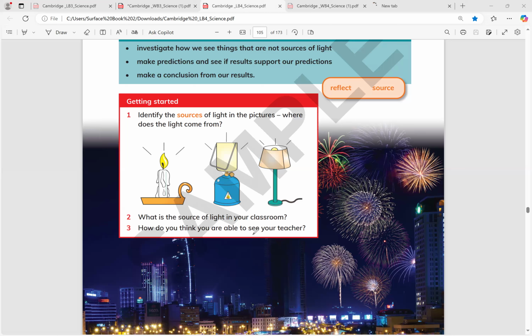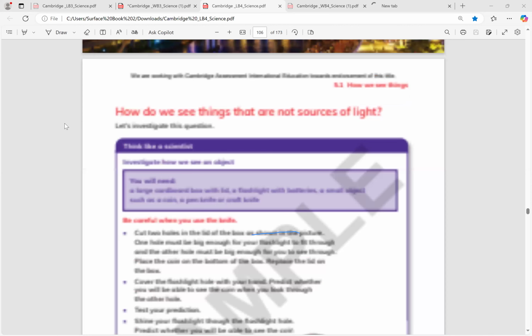How do you think you are able to see your teacher in class? Is it because of light? Well, yeah, it is because of light. You can see because of light. Light is very important.